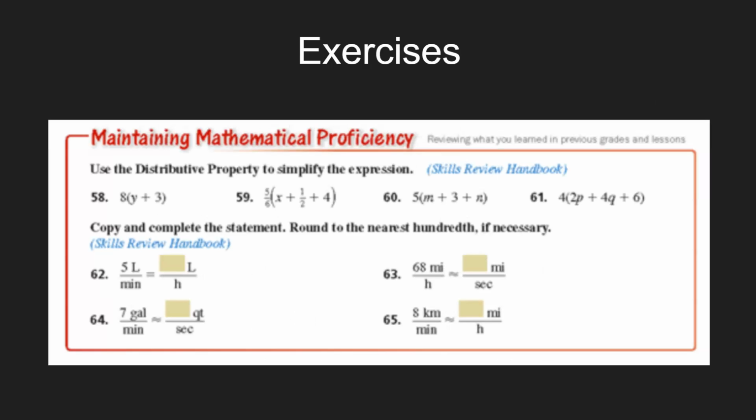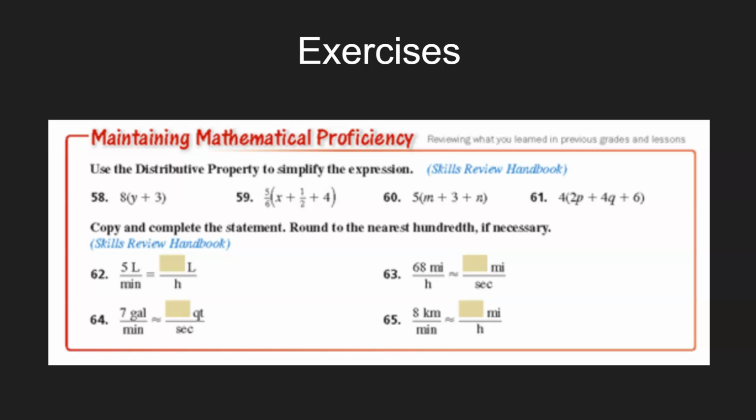Okay. So for 58 to 61, we're supposed to use the distributive property to simplify each expression. So if we distribute the 8 to y plus 3, we get 8y plus 24.